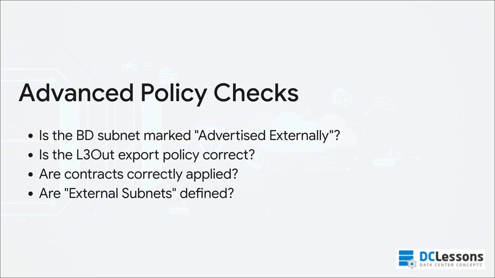Second, are your contracts applied right? And finally, and this is a really common mistake, have you defined the external subnets for the external EPG? This tells ACI which source IPs are actually allowed by the contract. If you miss this, ACI will just drop the traffic.